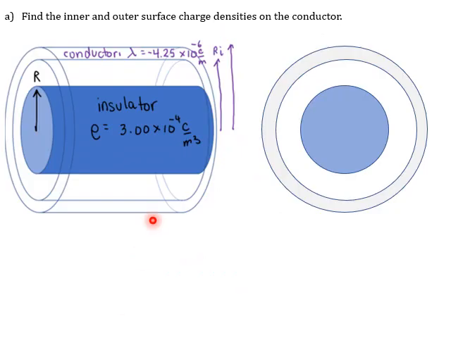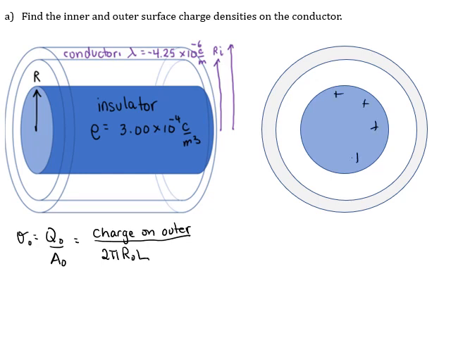So let's sort out how we're going to find the charge density on the outer surface. Our charge density on the outer surface is going to be our charge on the outer surface divided by the area of the outer surface. The area of the outer surface is going to be given by 2 pi r of the outer surface times the length of the outer surface.